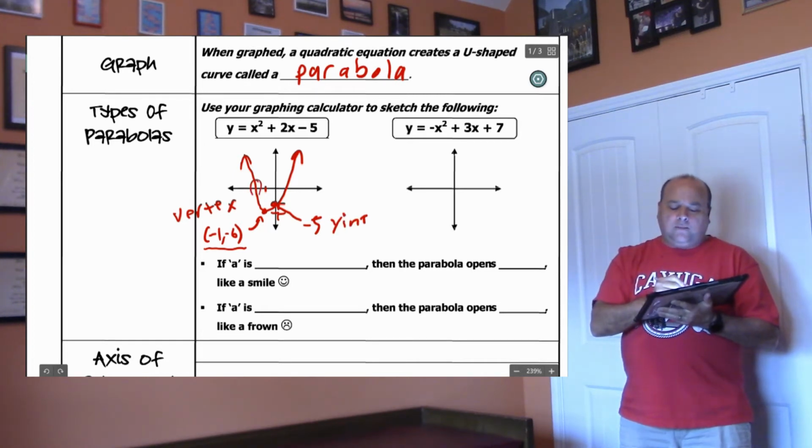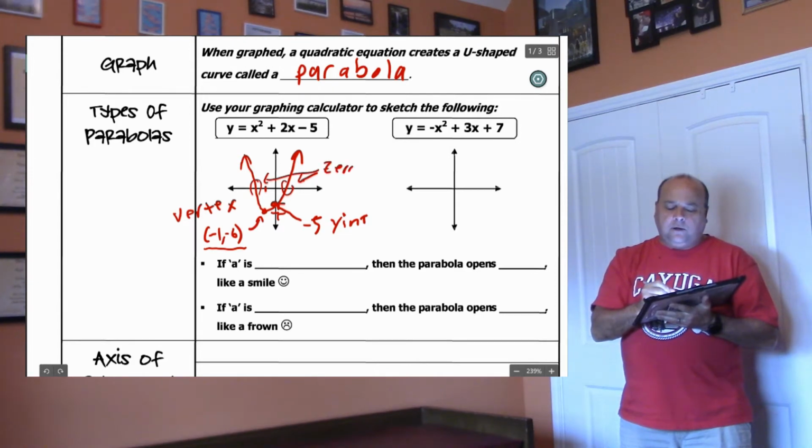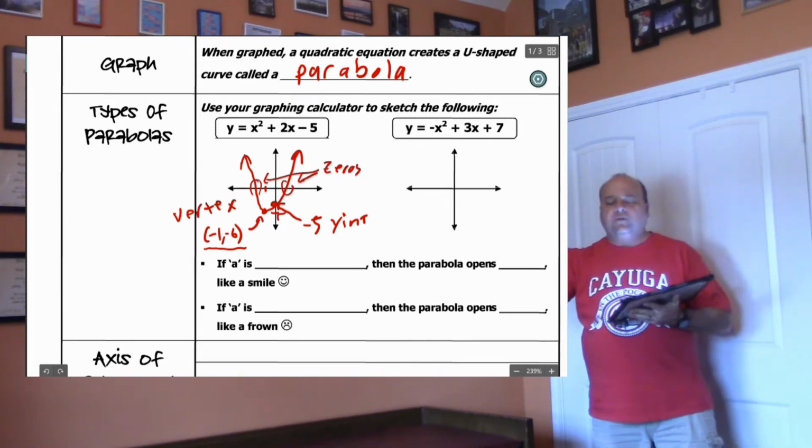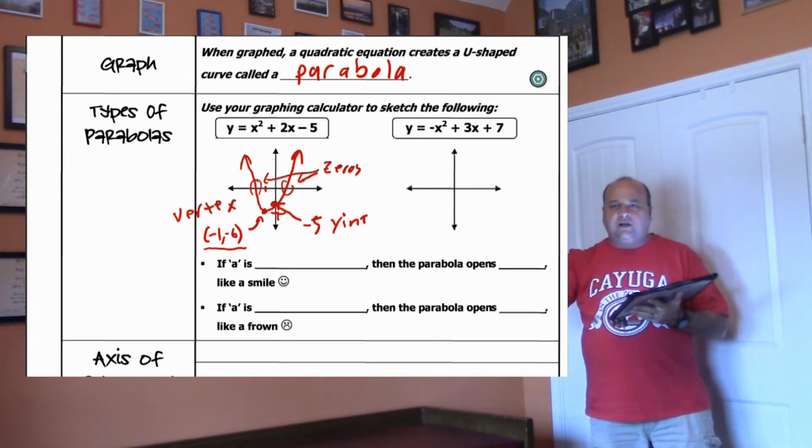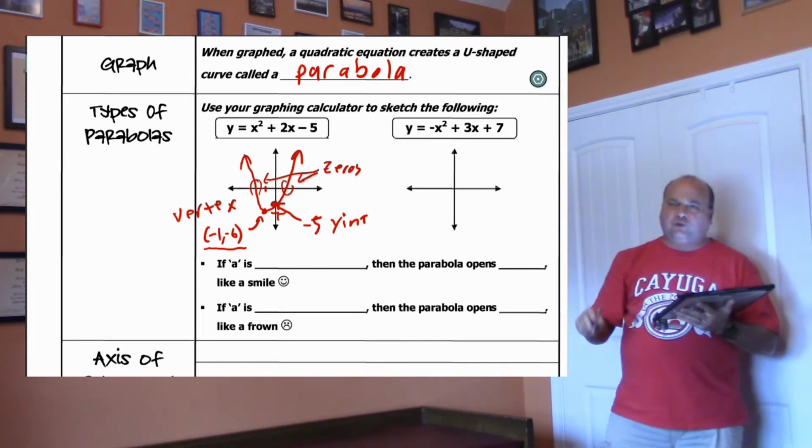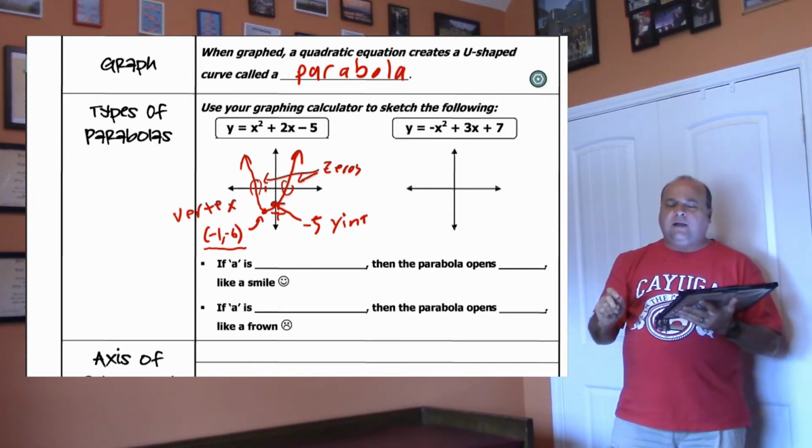Later on, we'll get this point and this point. Those are called the zeros, okay? So we need to know what the zeros are, the Y-intercept, the vertex, and that vertex is real special because there's a lot of stuff that works with that vertex.